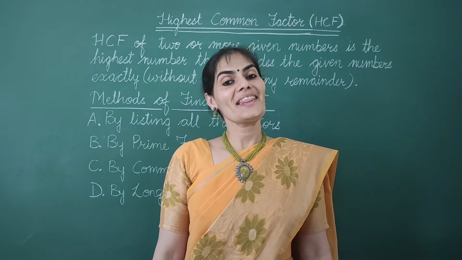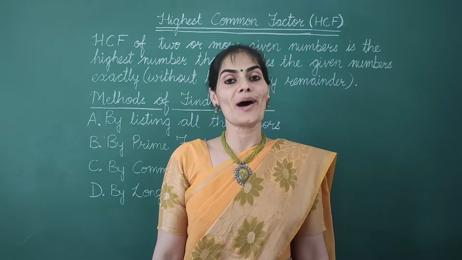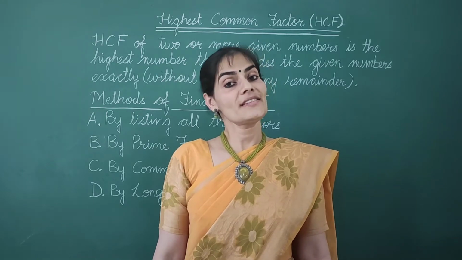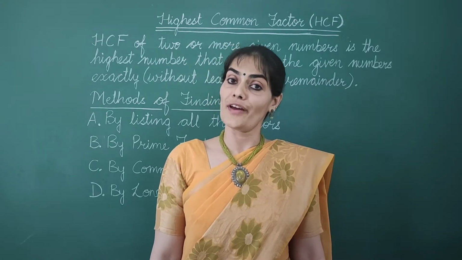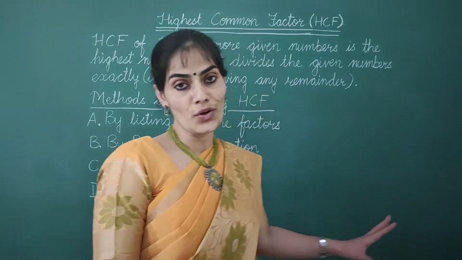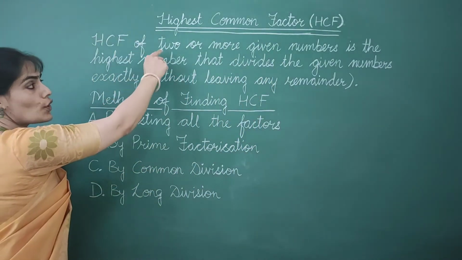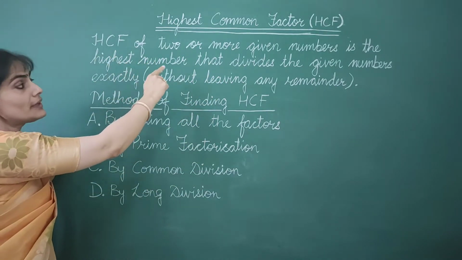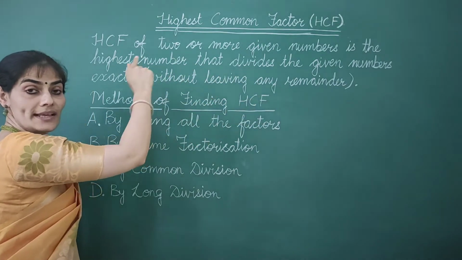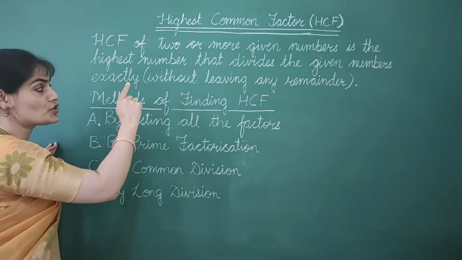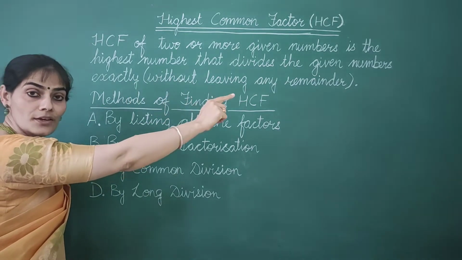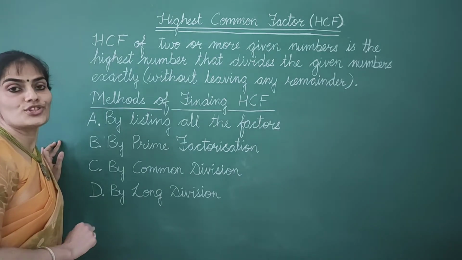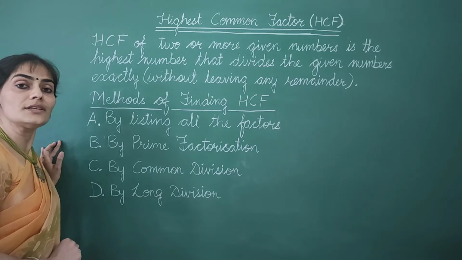Maths classes. In this video, we are going to learn about HCF and different methods of finding HCF. HCF stands for highest common factor. So let's understand the meaning of HCF. HCF of two or more given numbers is the highest number that divides the given numbers exactly or completely, which means without leaving any remainder. The other name of HCF is GCD also. GCD stands for greatest common divisor.